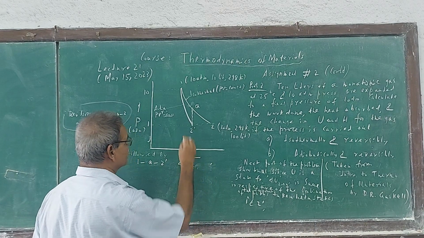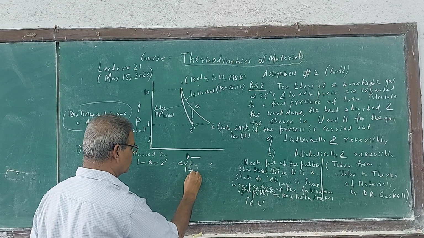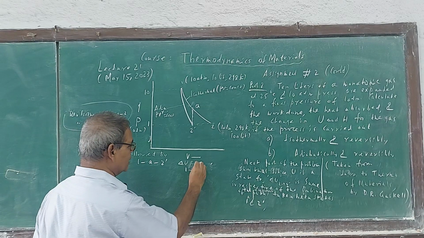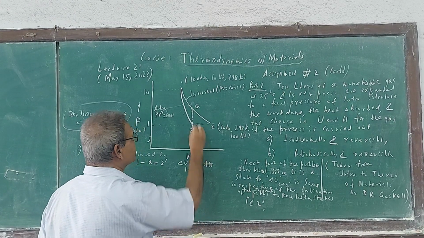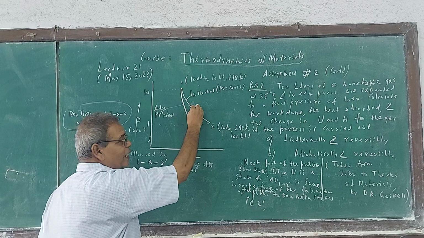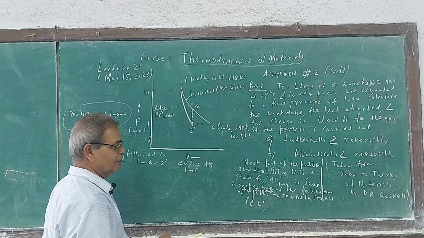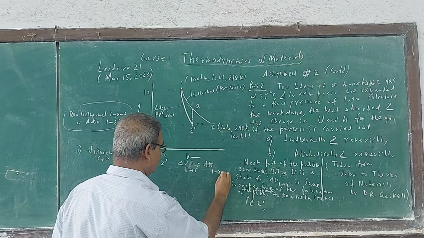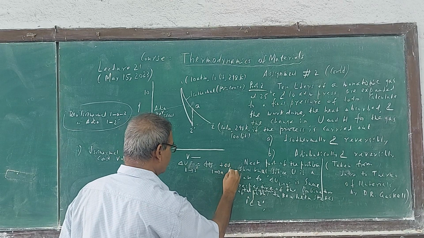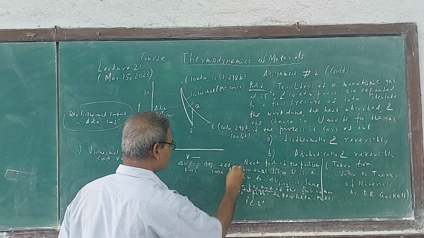Write this nicely. 1 to 2 prime. Again, here, what do we write? Delta U, step by step. 1 to 2 prime is 1 to A to 2 prime. So 1 to A plus delta U A to 2 prime.